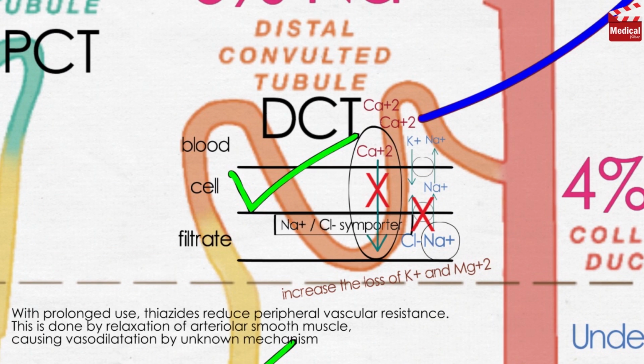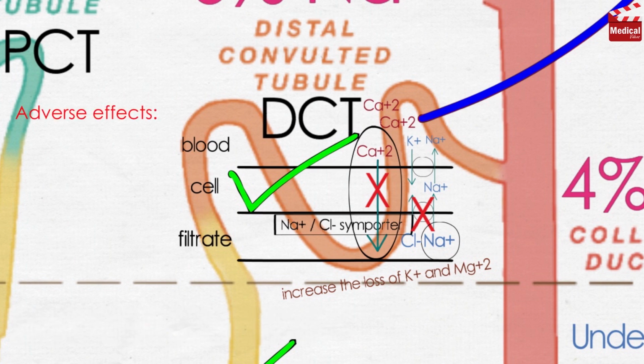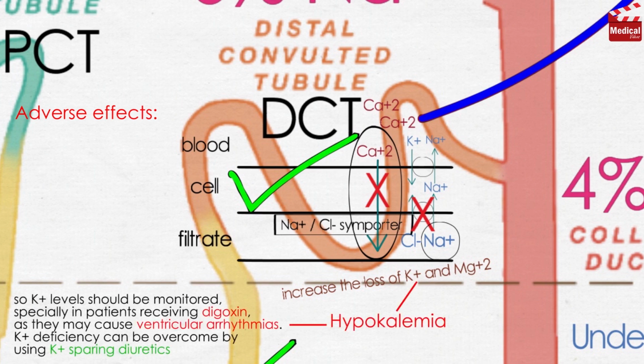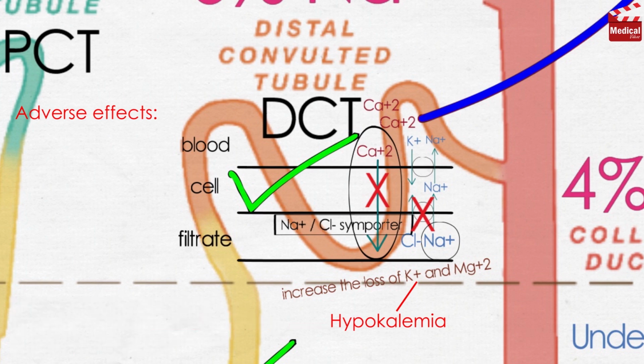With prolonged use, thiazides reduce peripheral vascular resistance. This is done by relaxation of arteriolar smooth muscle, causing vasodilatation by an unknown mechanism. So we can conclude some of their adverse effects. The most frequent problem with the thiazide diuretics is hypokalemia, so potassium levels should be monitored, especially in patients receiving digoxin, as they may cause ventricular arrhythmias. Potassium deficiency can be overcome by using potassium-sparing diuretics, that we'll discuss in the next lecture.